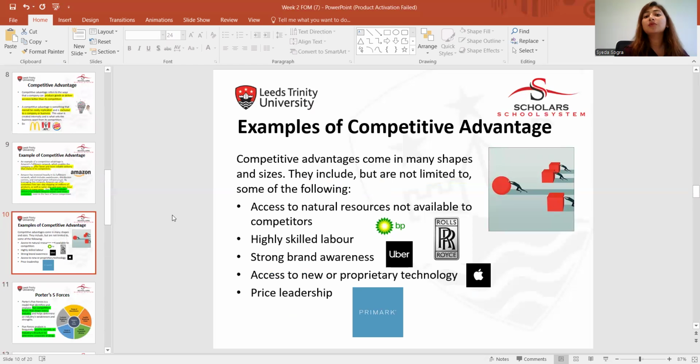Competitive advantages come in many shapes and sizes. They include, but are not limited to, some of the following: access to natural resources not available to competitors, highly skilled labor, strong brand awareness, access to new or proprietary technology, price leadership.